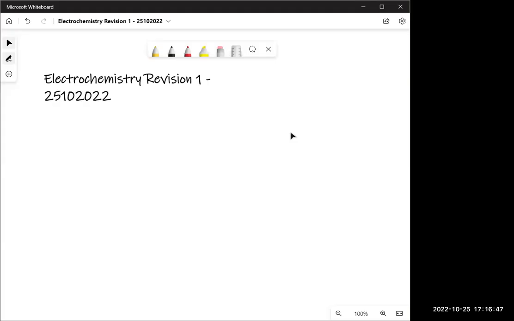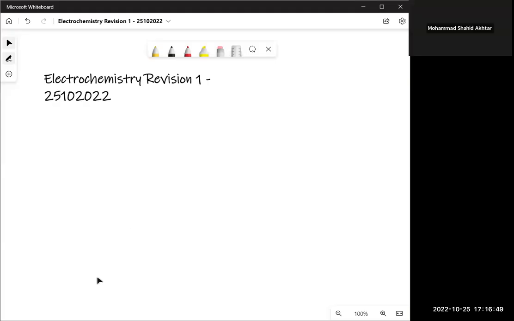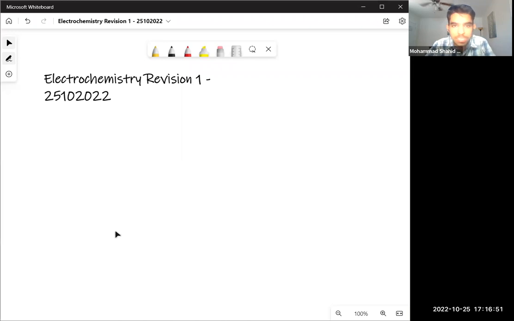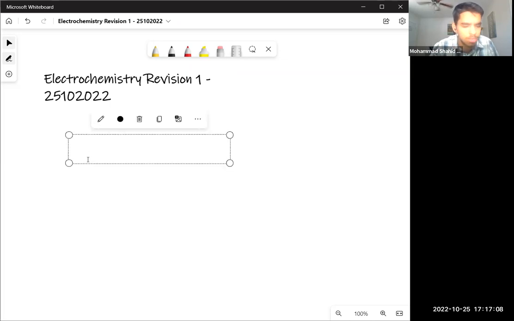We're studying IGCSE chemistry and we're starting electrochemistry revision 1. This is the first class in the series. To recap, we studied everything about metals, but this chapter is similar to that, and we'll study this and then we'll move on to other chapters in it. Now, the first thing: what is this chapter all about?